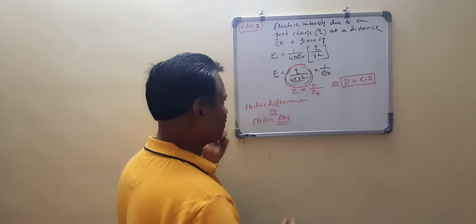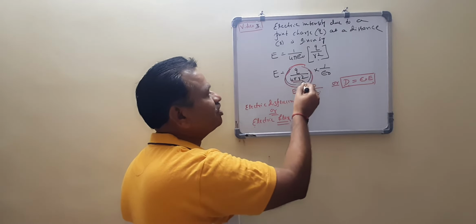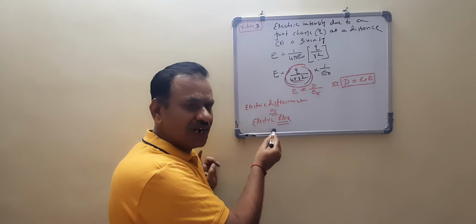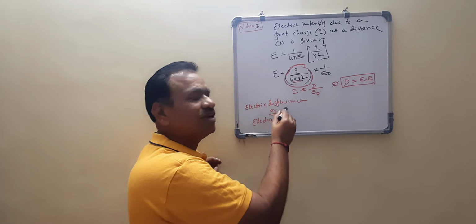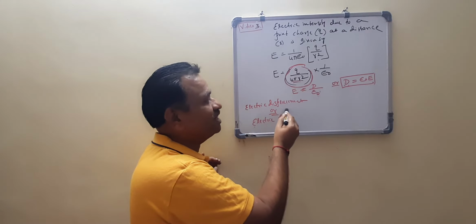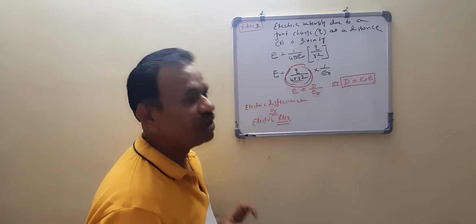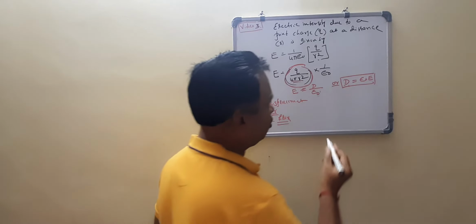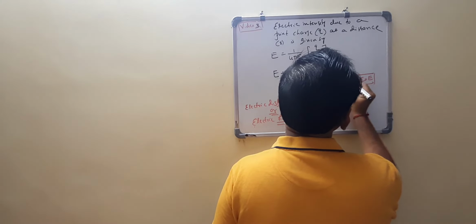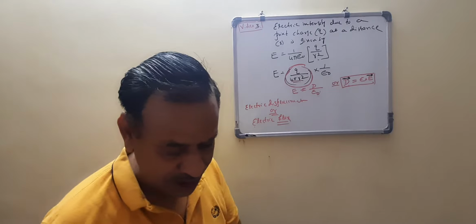1 by epsilon naught. What is this quantity? It is nothing but charge per unit area, which is electric flux. Another meaning of electric flux is electric displacement. That's why E equals D divided by epsilon naught, or D equals epsilon naught into E in vector form. This is also a vector quantity.